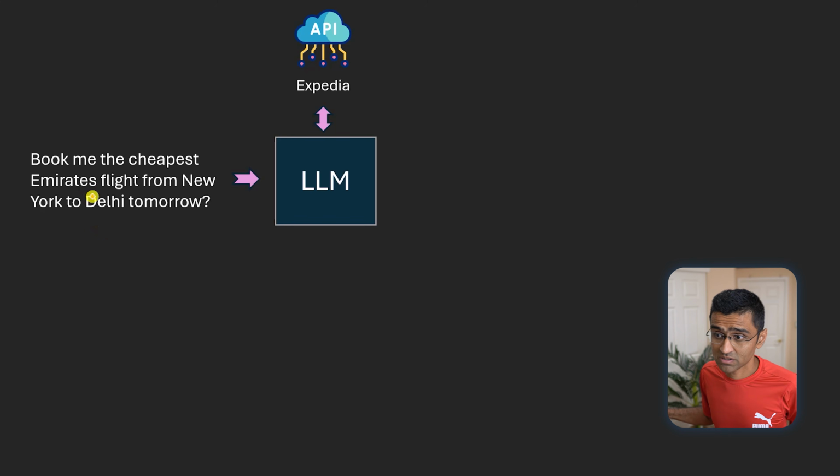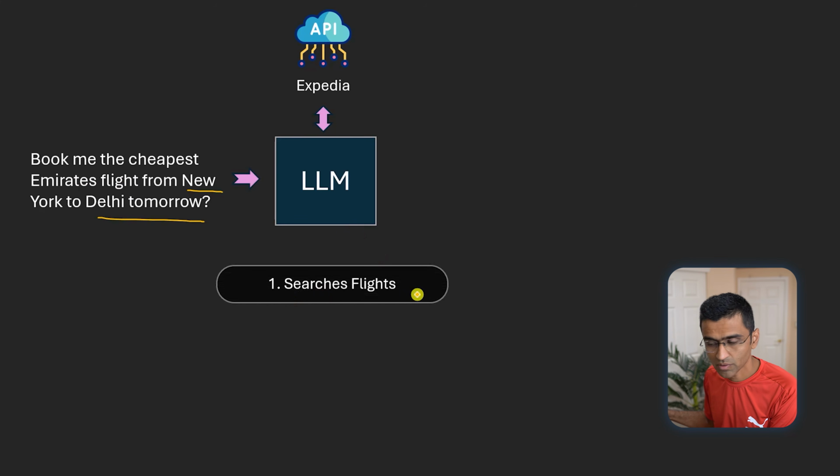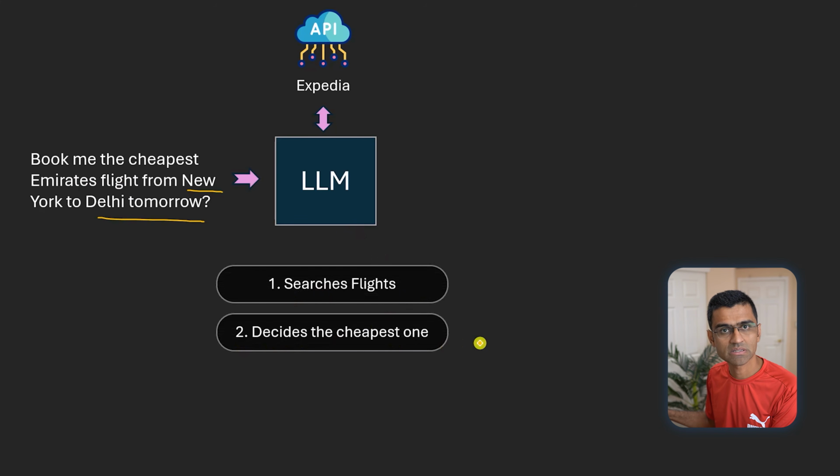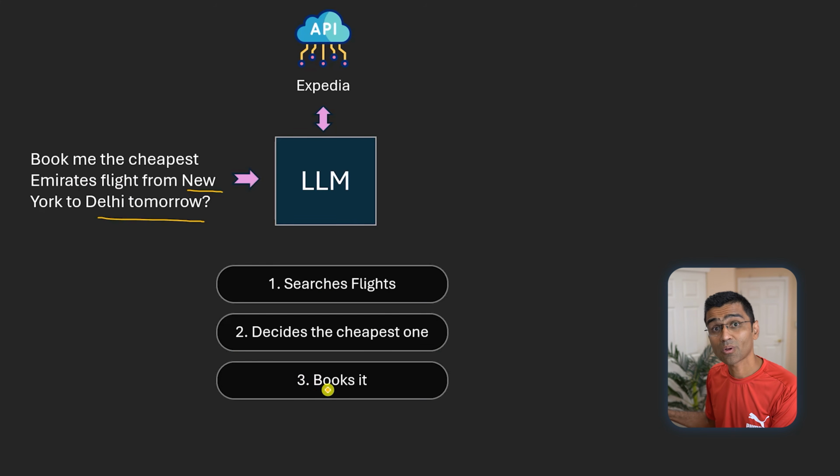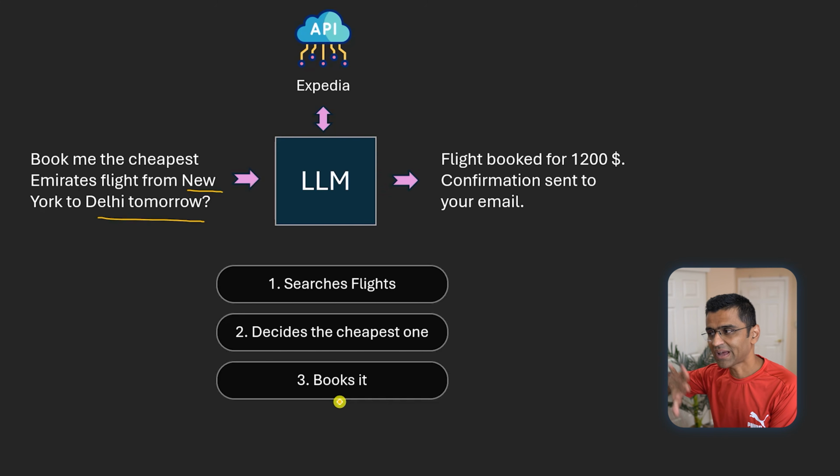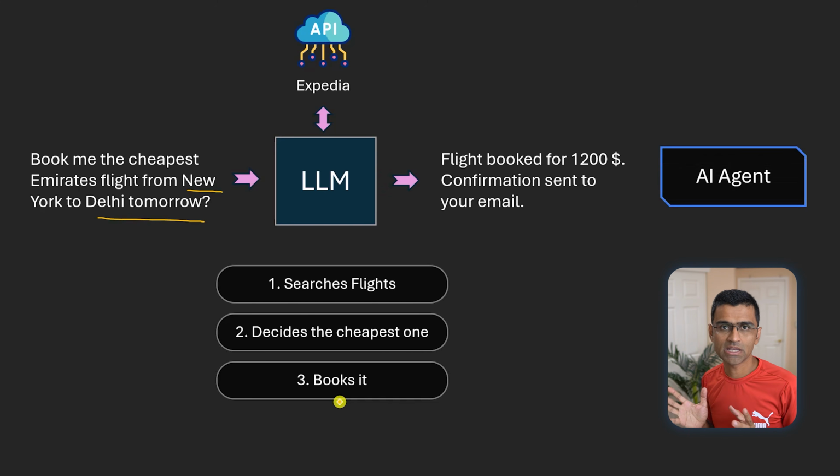You can have a different question such as, book me the cheapest flight from New York to Delhi. And now if the LLM has access to Expedia, it will call Expedia for that source to destination and given date. It will then search for the flights. It will decide which is the cheapest one. And then it will also book it. So here, it's not like ChatGPT, a simple question and answer. It is actually taking action for you, okay? And it will say, okay, flight booked. So this is called an AI agent, okay?